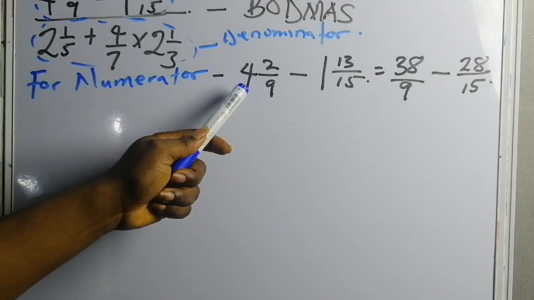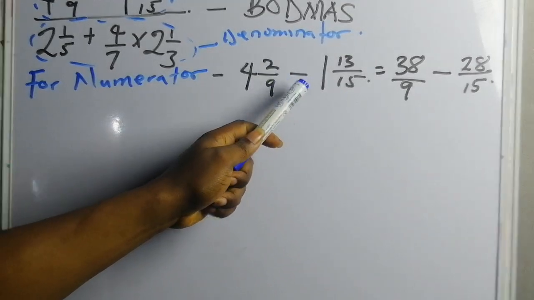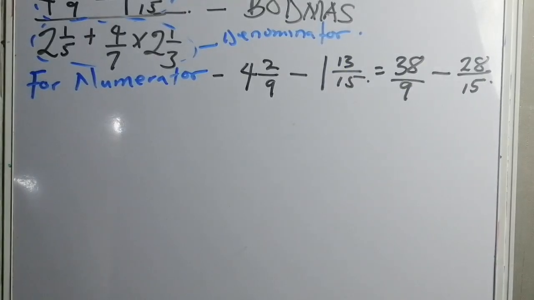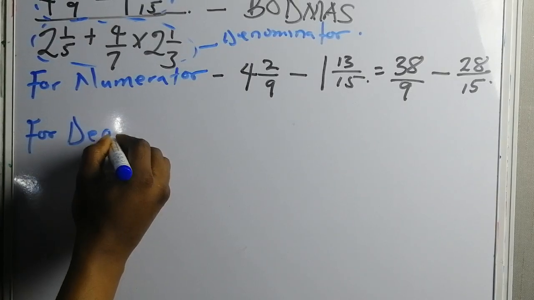So 9 times 4, 36. 36 plus 2, 38 over 9. Then minus, 15 times 1, 15 plus 13, that's 28 over 15. That is for the numerator. Then let's do the one for the denominator.